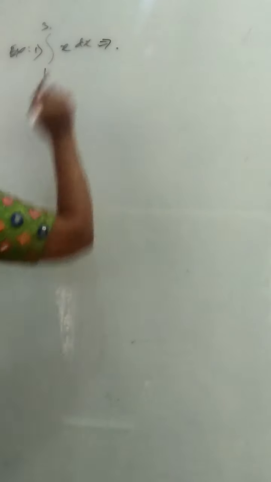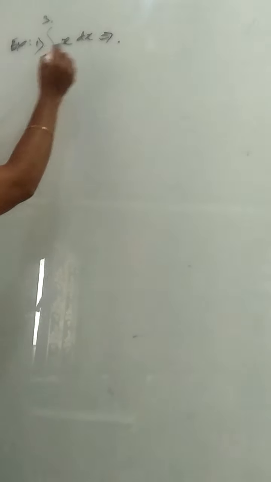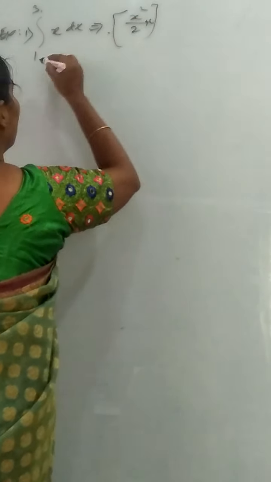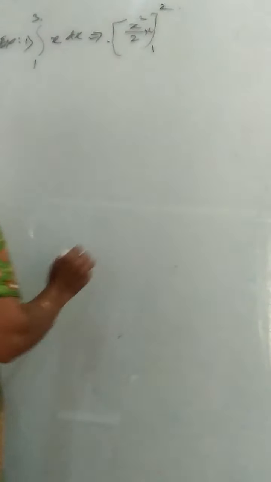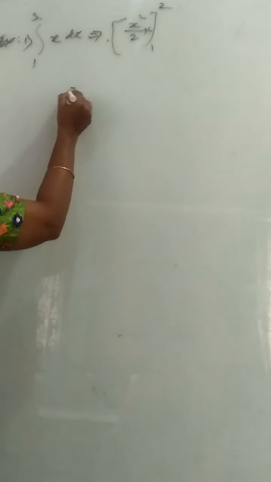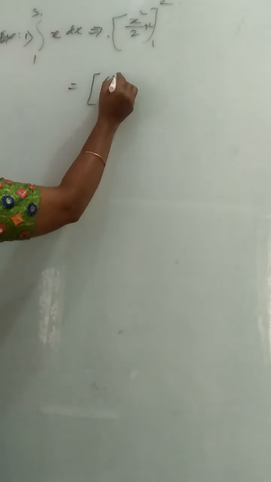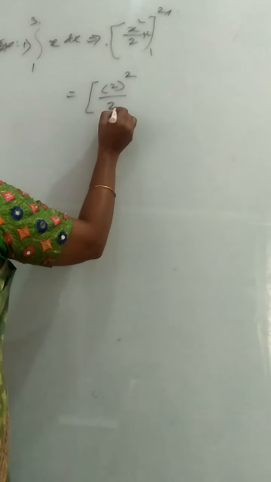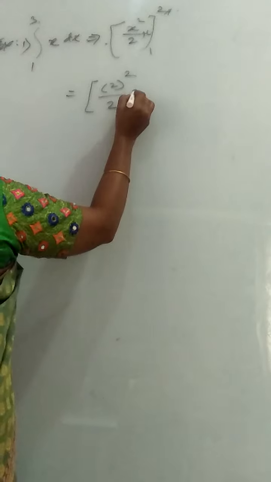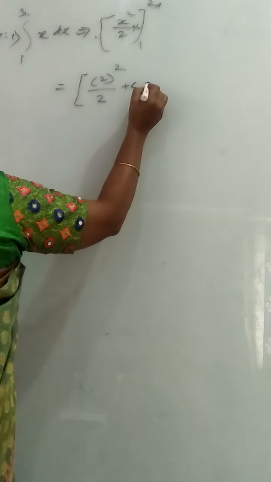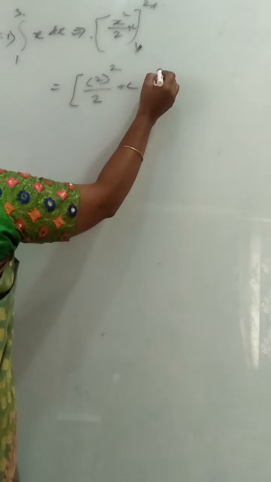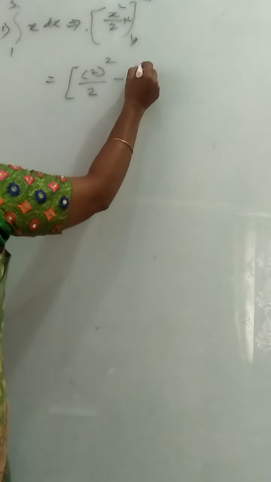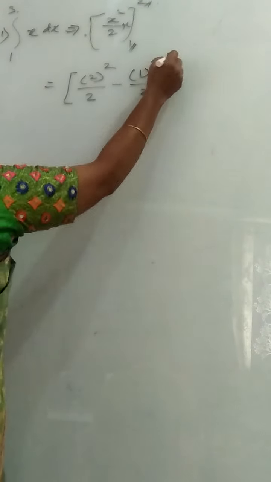Simplify that term. We have to know the integration of x is x square divided by 2. Substitute the limits: the upper limit is 2, the lower limit is 1. For the simplification we have to substitute the limits. First substitute the upper limit, 2 square divided by 2, minus the lower limit. In this example we have not taken c. Substitute the lower limit, 1 square divided by 2.